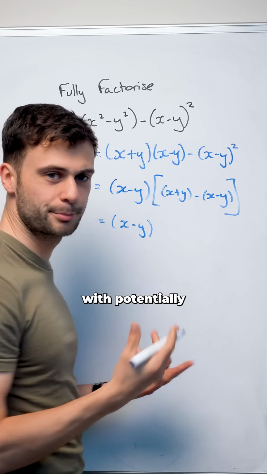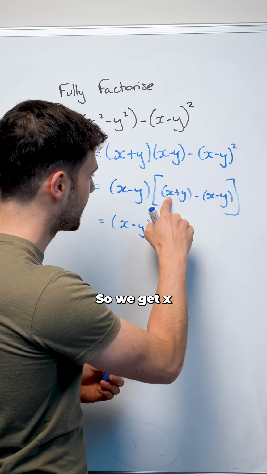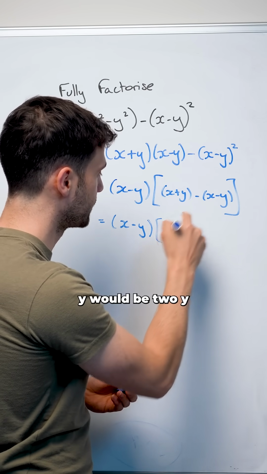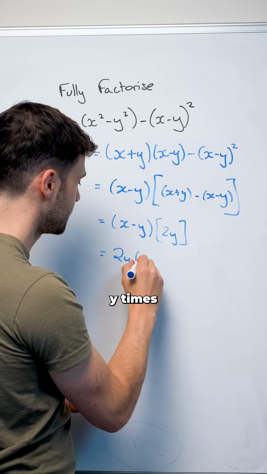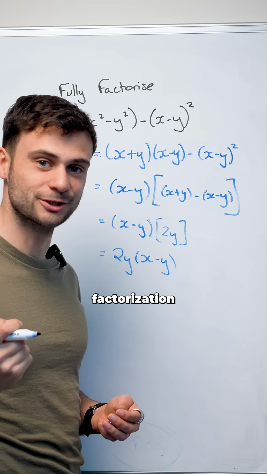And we're left with potentially a slightly surprising solution where we get x minus x is 0, y minus minus y will be 2y. And we're just left with 2y times x minus y as our final factorization.